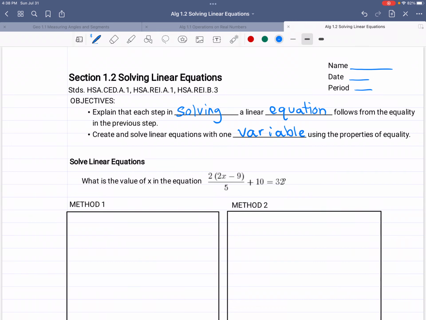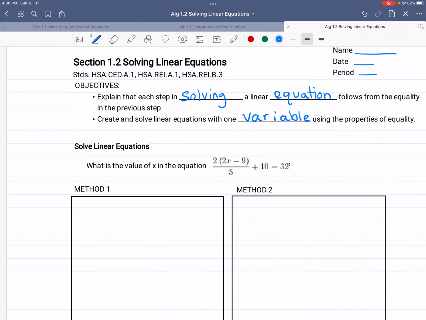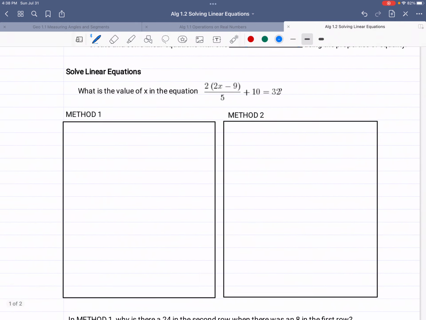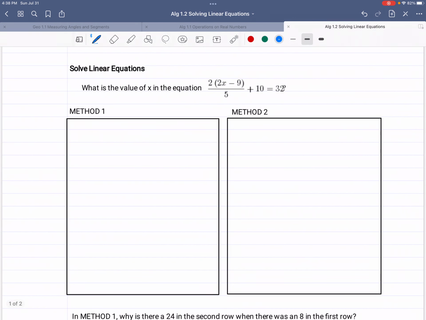Our first example is solving linear equations, and in this example you will see that this has multiple steps, and you may be used to 1- and 2-step equations. So follow along and we'll have plenty of practice in class. The first method asks us to distribute.